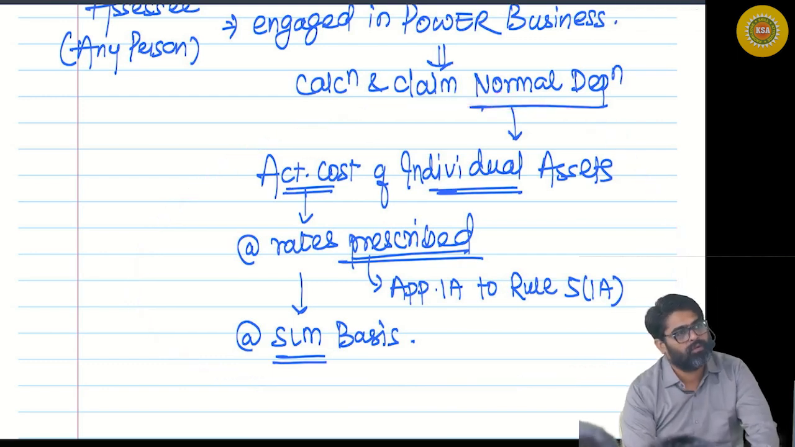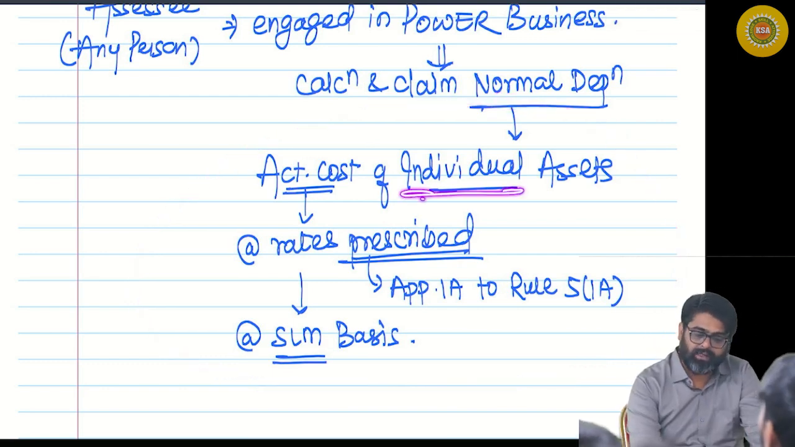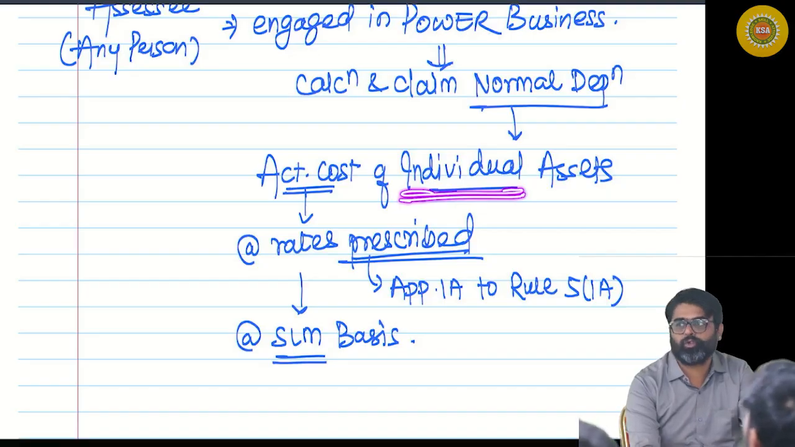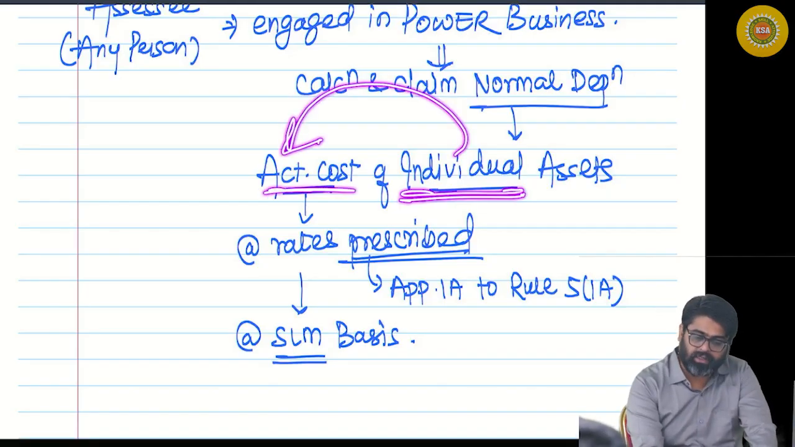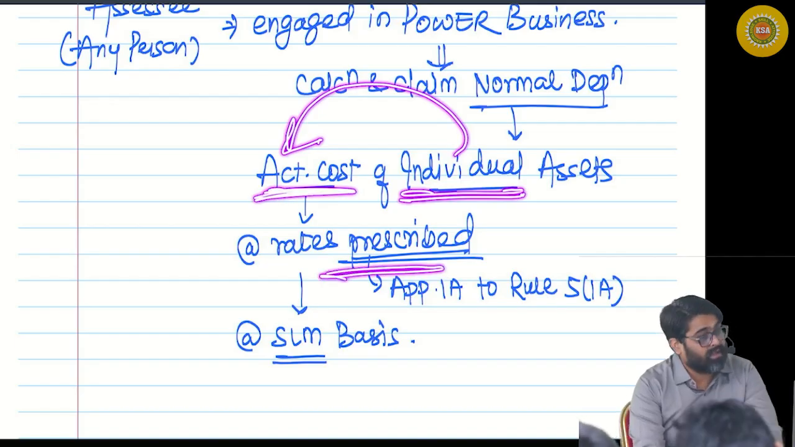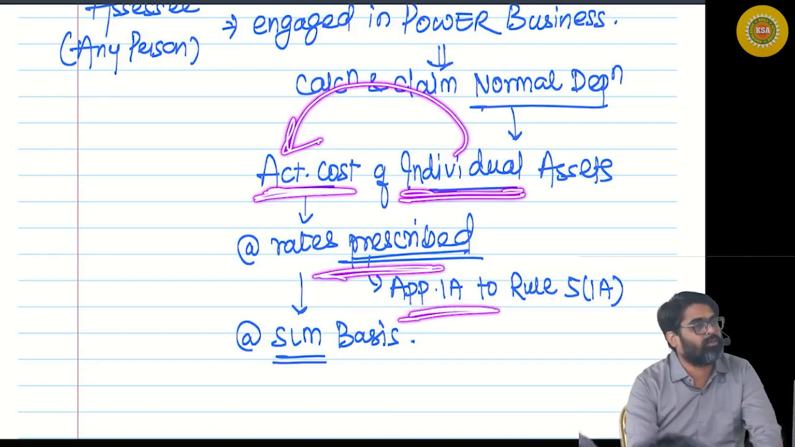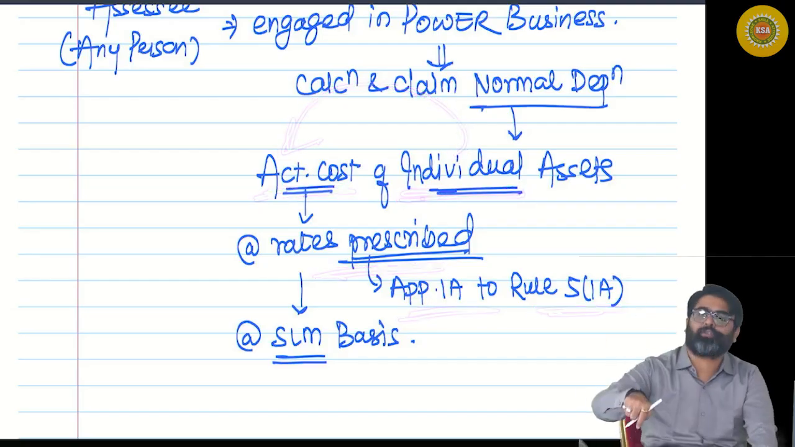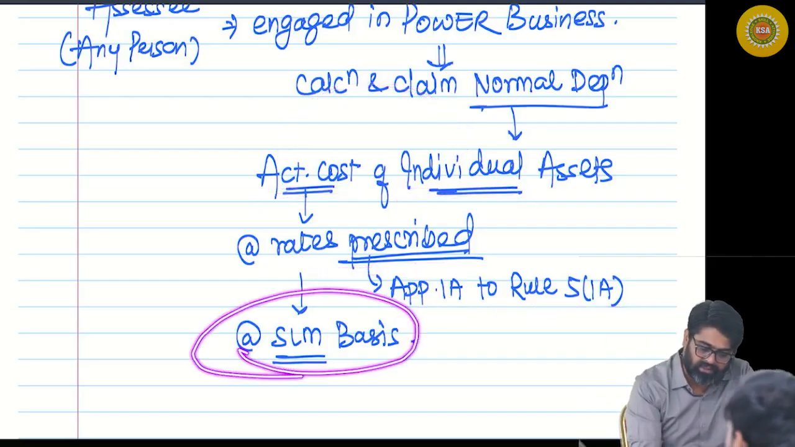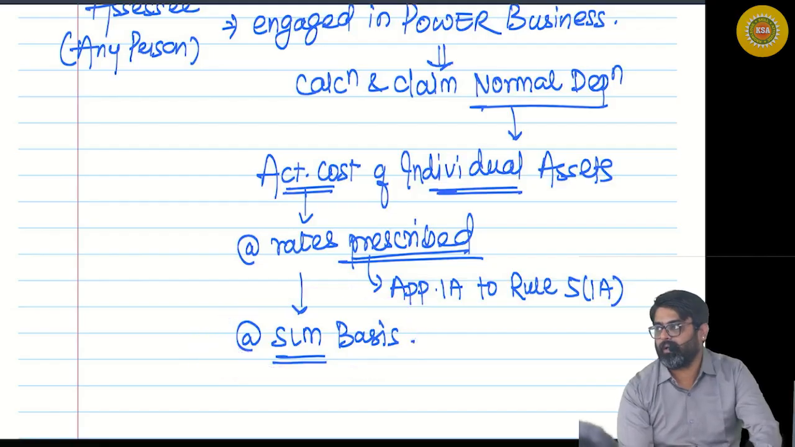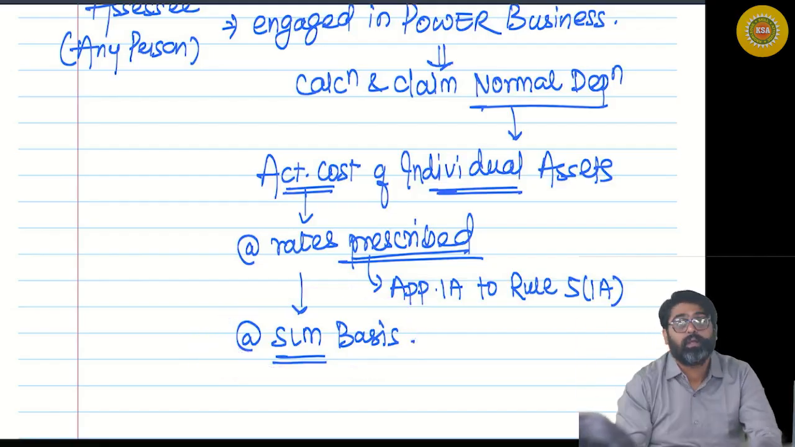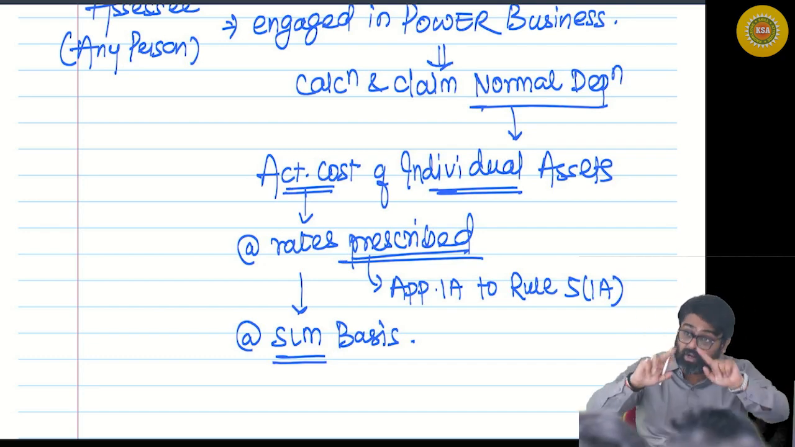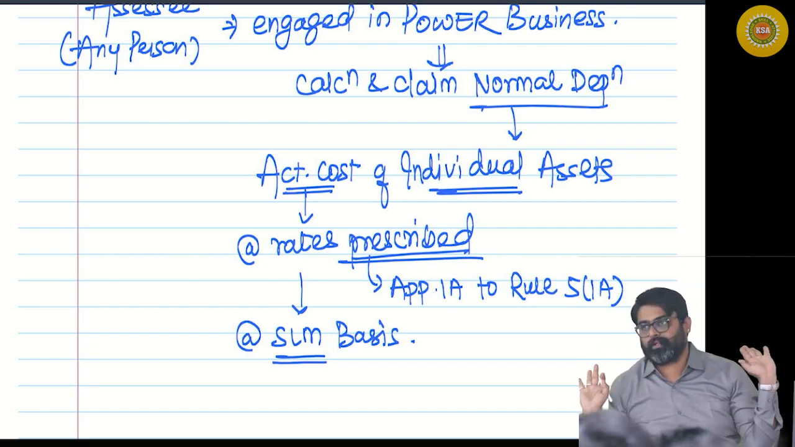What are you going to do? You are going to take individual assets which are used for the purpose of your business. Take the actual cost of that individual asset, apply the rates which are prescribed in Appendix 1A to Rule 5.1a. By applying these rates of depreciation, you will calculate the depreciation and that depreciation will be allowed on SLM basis. Done. Your depreciation calculation is given. This is the manner in which you are going to calculate the depreciation.